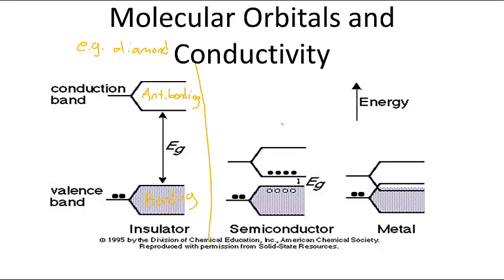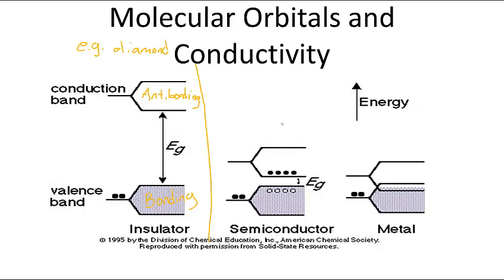So you have a valence band with a big energy gap and then a conduction band that's empty. The electrons in the valence band are all just kind of stuck in place. They can't move. Hence, it's an insulator.